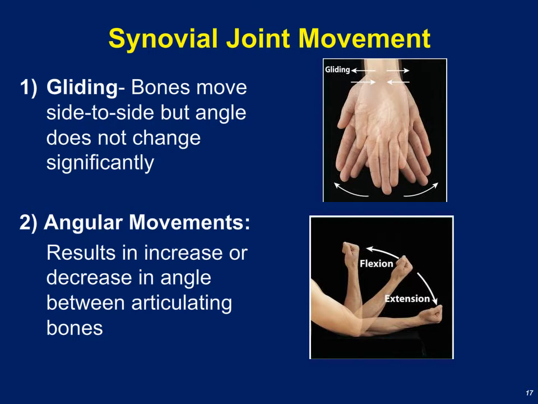And these include gliding movements, where the bones glide from side to side, but the angle between these bones does not change significantly. And so an example of a gliding movement would be the abduction and adduction of your wrist here. The bones are sliding past one another, but they're not changing the angle. The angular movements are much more numerous, and this results in an increase or decrease in the angle between articulating bones.